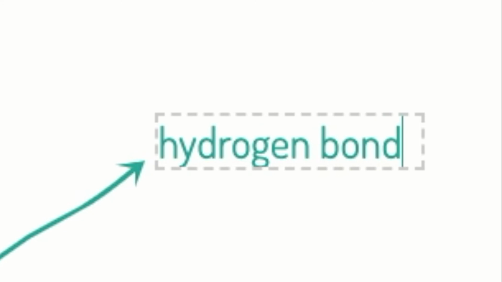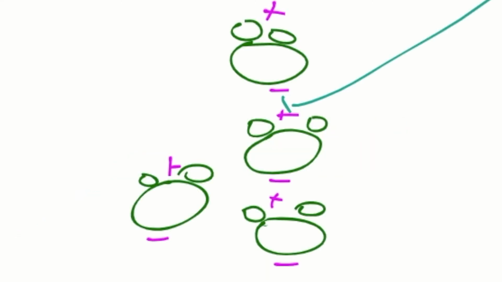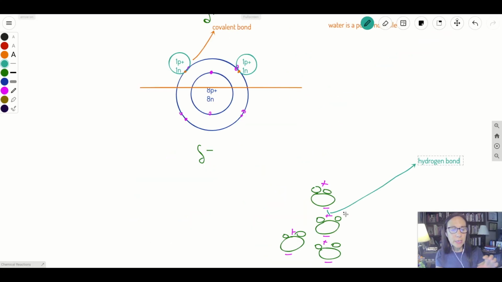where there is an attraction between a positive and negative, and one of them is from a hydrogen. And these hydrogens are what's making it a hydrogen bond. So the hydrogen bonds are in between the water molecules, where the covalent bonds are within the water molecules. Okay, so I'm going to write that down. This is important.